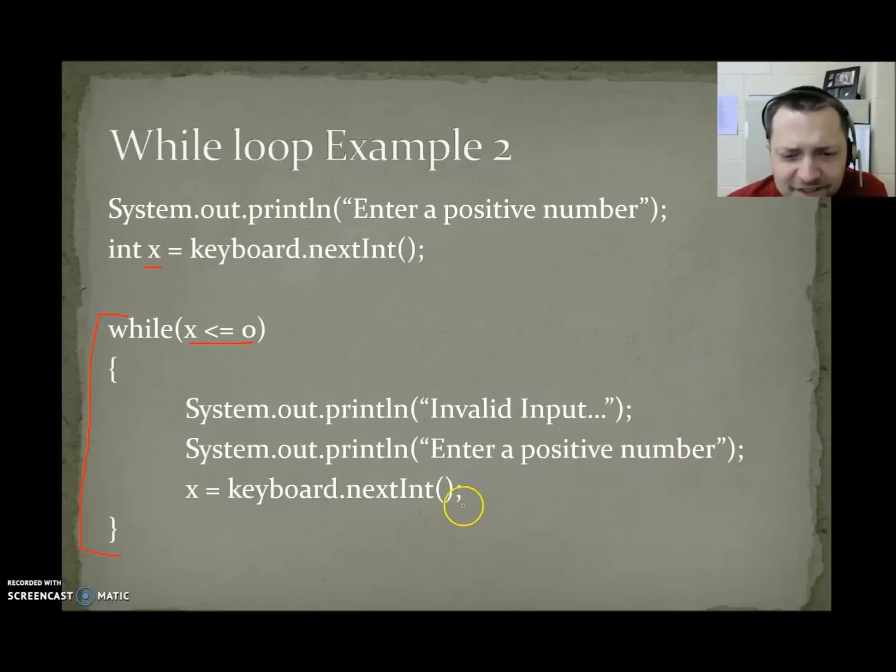And they're like, what? That's weird. Let me enter minus 1. Then it would come back around. Is minus 1 less than or equal to 0? Yes, it is. Invalid input. They're like, let me try 3. So then they put in 3. Is 3 less than or equal to 0? No, and it moves on. So this code would force the user to enter a positive number before it could progress.